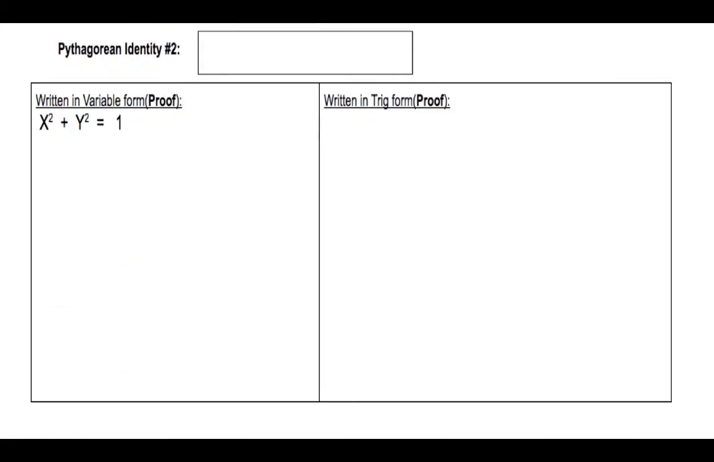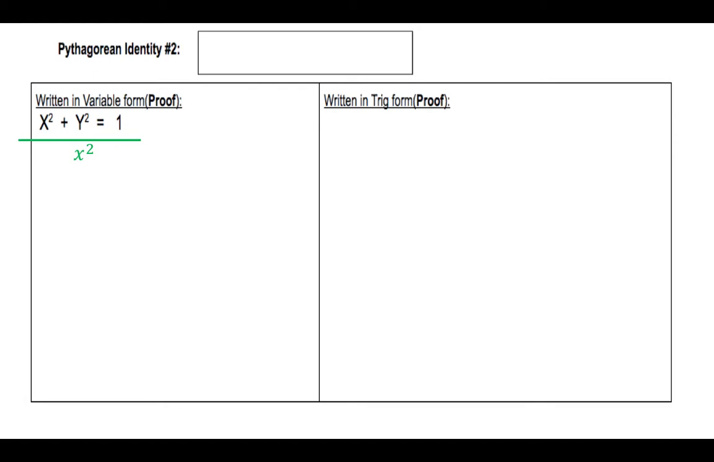Now we're going to go ahead and discuss how we find the second Pythagorean identity. We're going to start with the variable form of the proof, and then I'm going to show you the trig form of the proof. So here is the variable form. We're going to first start off with our first trig identity, x squared plus y squared equals 1. What I'm going to do is create a new identity. I'm going to create this new identity by dividing this whole equation by x squared. If I divide this whole equation by x squared, I might come up with a new equation. That is why I'm dividing by x squared.